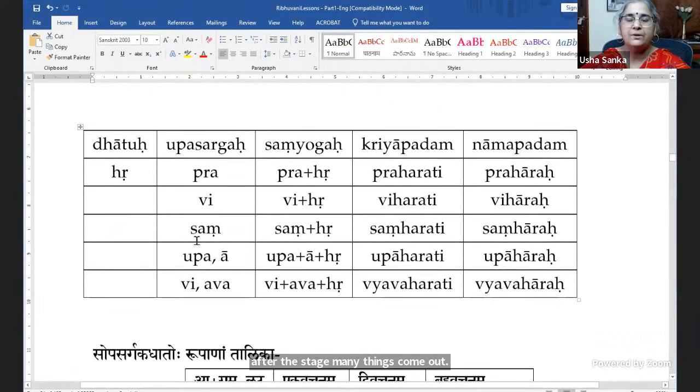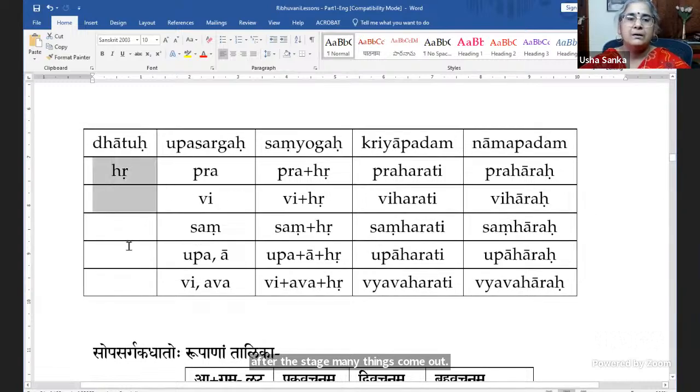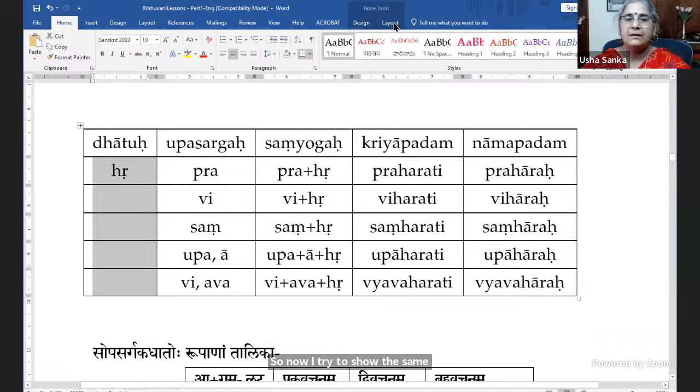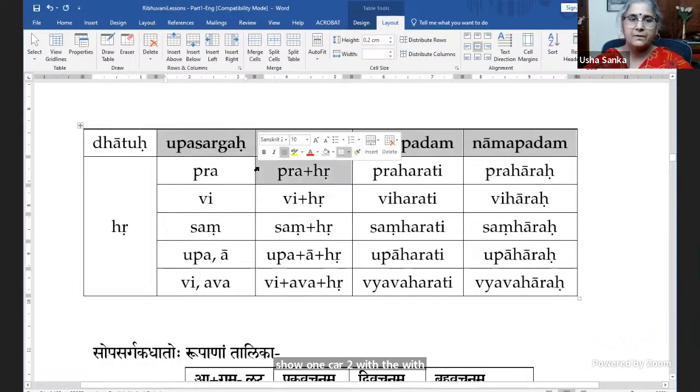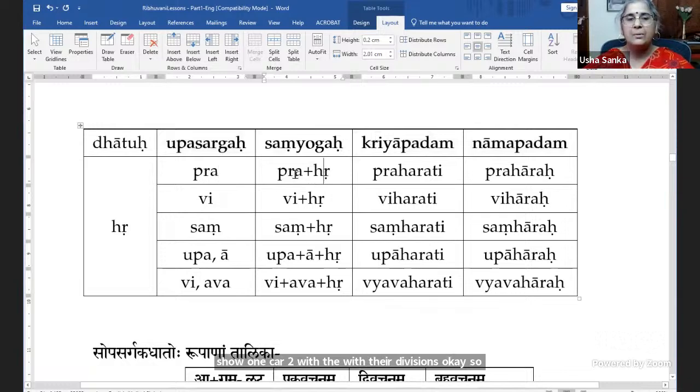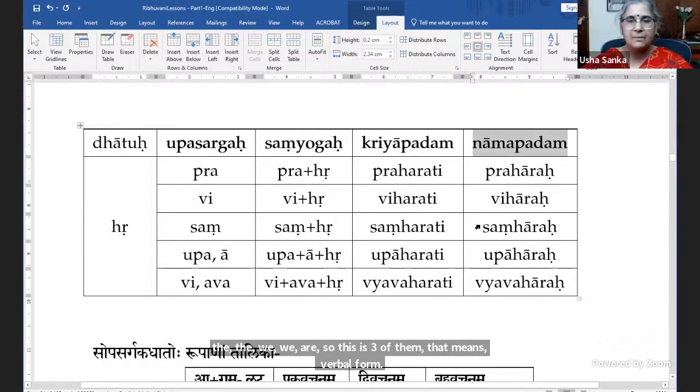So now I try to show the same karika that I gave you, and try to show one dhatu with the divisions. The upasarga pra, if added to hara, forms praharati, praharaha. I can add the meanings also later. Vihara, viharati, viharaha. So this is kriya padam, that means verbal form. Nama padam, that means noun form. We will come to nama padams next time.